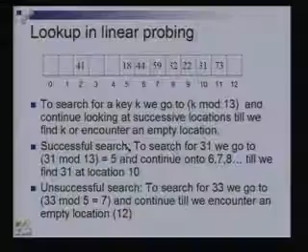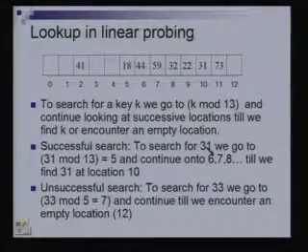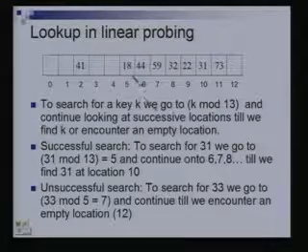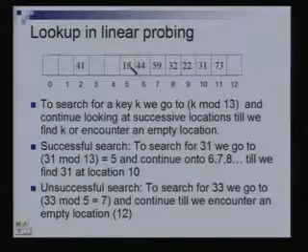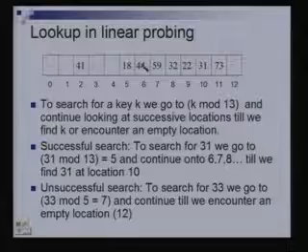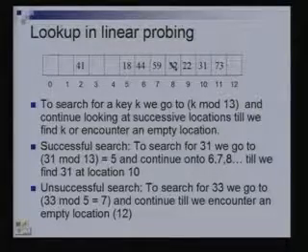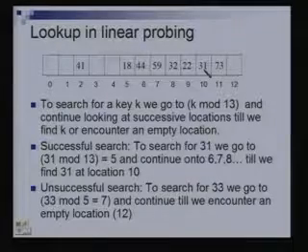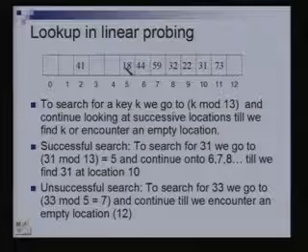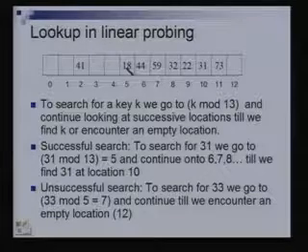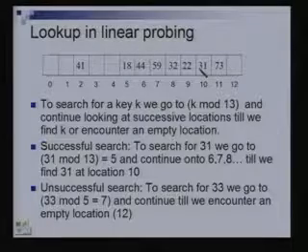Let's see. Suppose I am searching for 31. 31 mod 13 is 5. So I come here, 31 is not here, so I go to the next location. It's not here either. I go to the next location. Not here either, not here either, not here either, and I found it. When I did not find it here, I can't say it's not there in the table. It could be there. In fact, it is. Right? So I find it here.